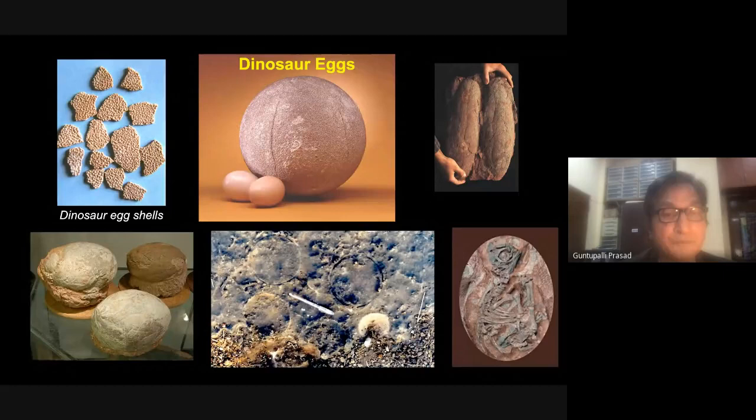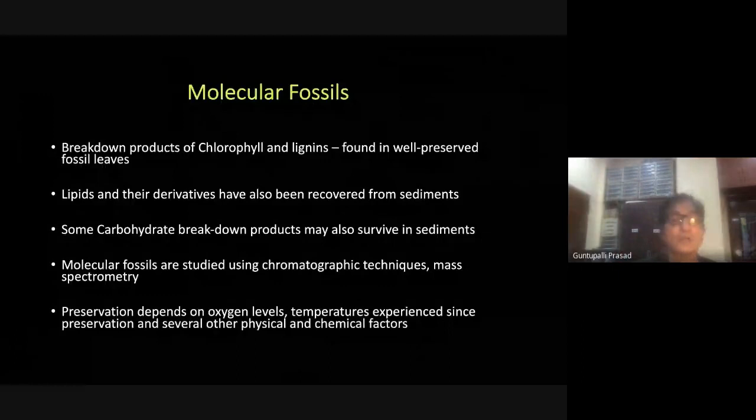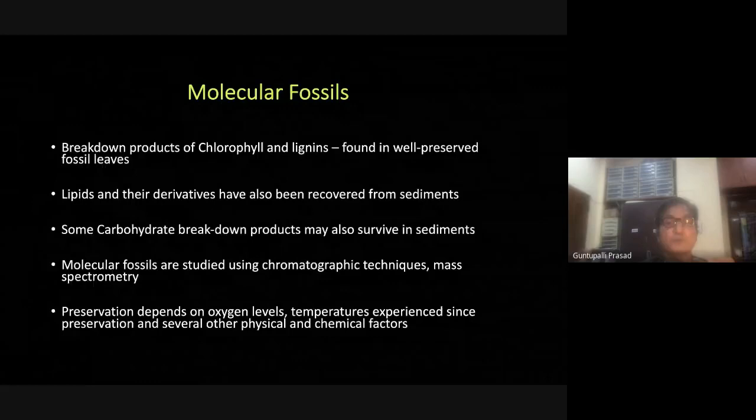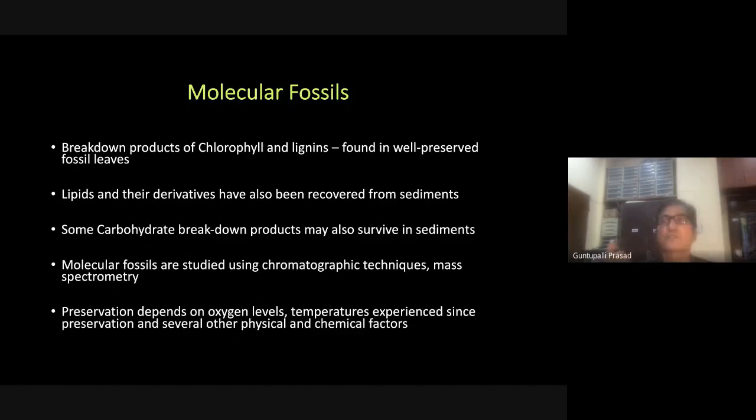And then you have the molecular fossils, which are actually the breakdown products of various organic compounds like chlorophyll, lignin, and carbohydrates, etc. They are studied by chromatographic techniques and mass spectrometry. As I told you earlier, most of these things are preserved as biomarkers. So they provide you indirect evidence of the former existence of certain life forms. Particularly, they're useful while studying very old rocks, like rocks older than 540 million years, where we don't find lots of fossils. They're highly useful in finding those organic compounds.